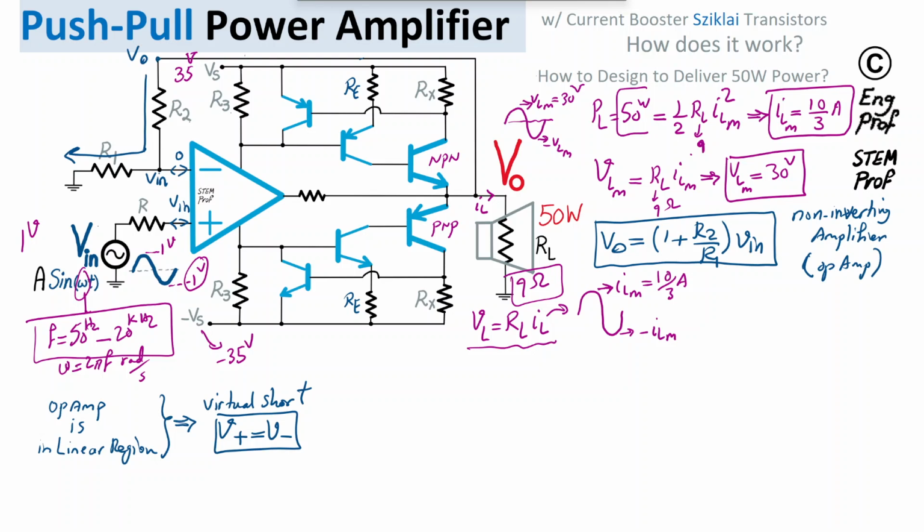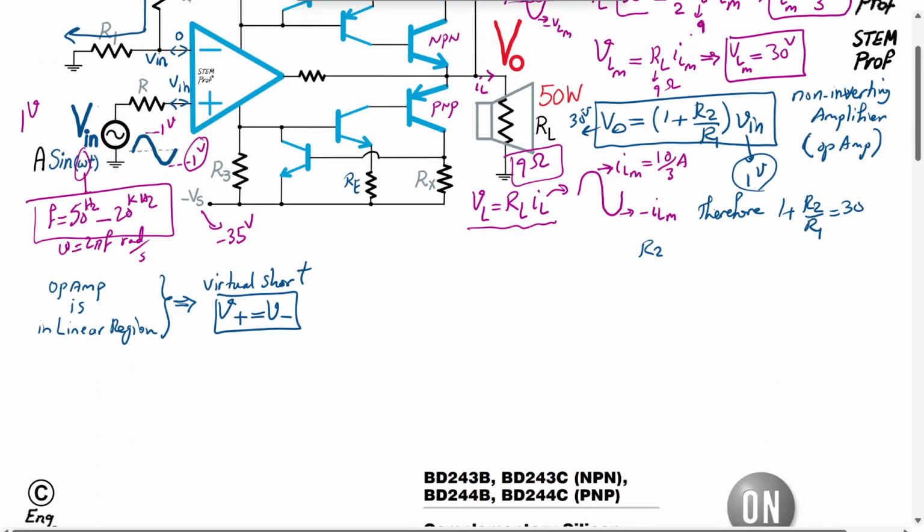Okay, so what's the benefit? Well, I just found the output voltage to have a peak of 30 volts. I was given that the amplitude of Vin is 1 volt, so this is 1 volt in the example, and Vout is 30 volts. So using this, 1 plus R2 over R1 should be 30 divided by 1, and therefore we have 30. So R2 over R1 is 29.